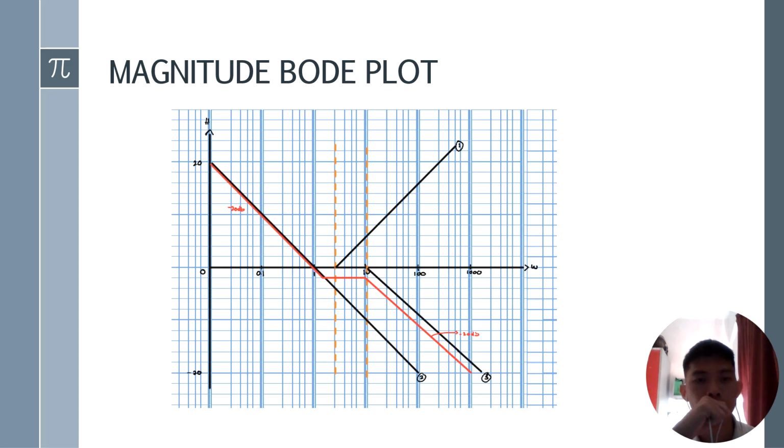Okay, now I want to explain the magnitude plot. A magnitude plot displays the system gain |H(ω)| in decibels against frequency ω on a logarithmic scale. When the transfer function is rewritten into the standard form, 1 plus jω over ωc, it is easy to identify the corner frequency.